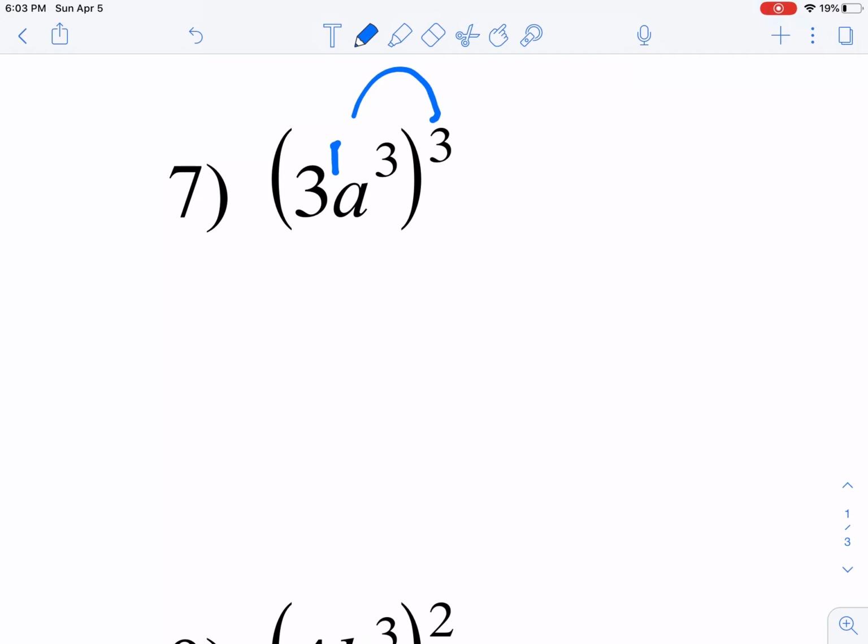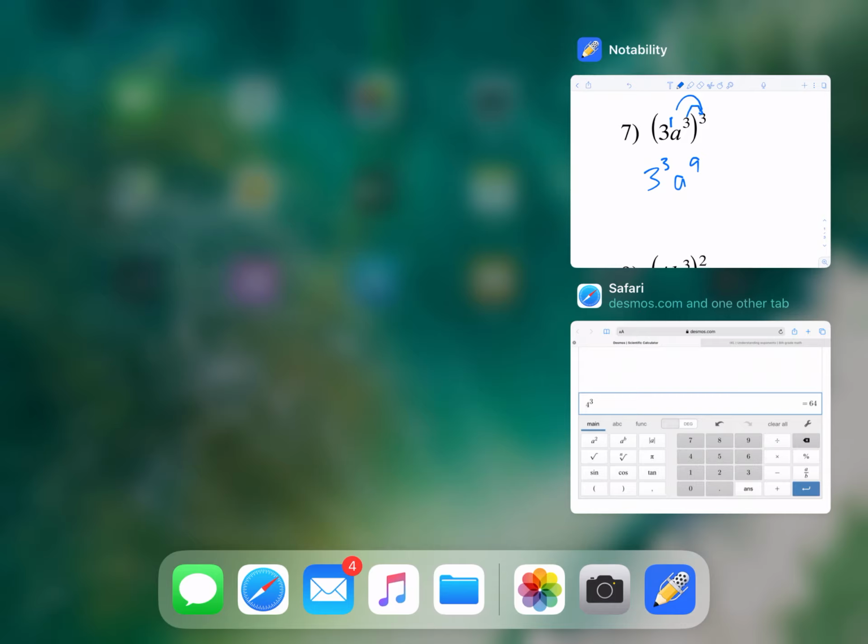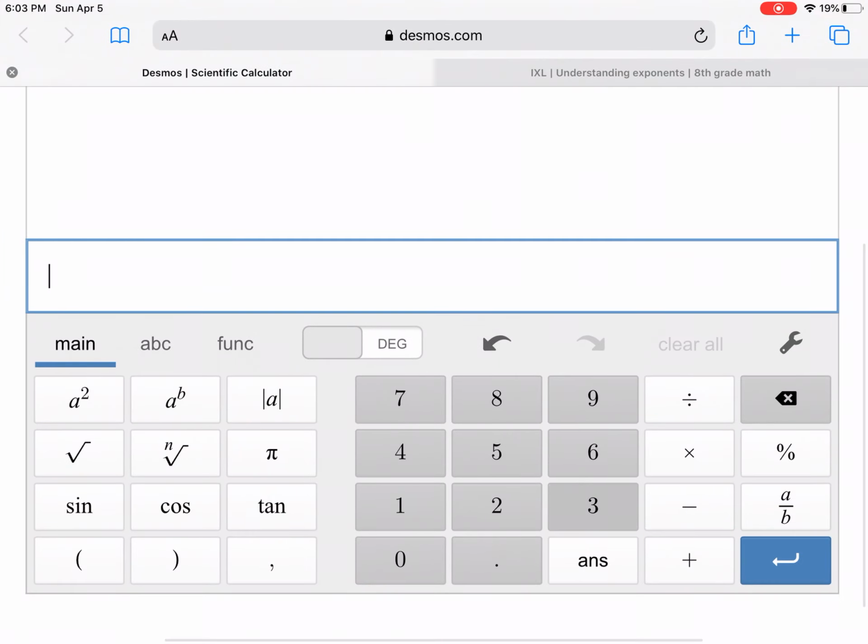So 3 times 3 to the first is going to become 3 to the third, and then 3 times a to the third is going to become a to the ninth. And then we got to figure out the regular numbers. 3 to the third is going to be 3 times 3 times 3. If you want, you can use a calculator. Just simply type in 3 to the third. You'll get 27. And then you can go back to your paper and you can put 27a to the ninth.